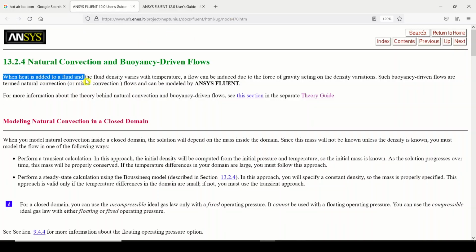When heat is added to the fluid and the fluid density varies with temperature, a flow can be induced due to the force of gravity acting on the density variations. So this is what is written over here. The density variations will try to create a flow, and not only the density variations in the air, the presence of gravity as well impacts the movement of the air, especially in our homes or indoor environments.